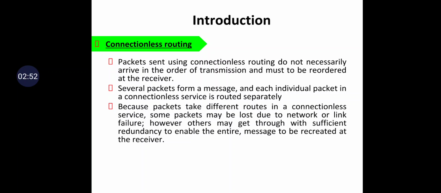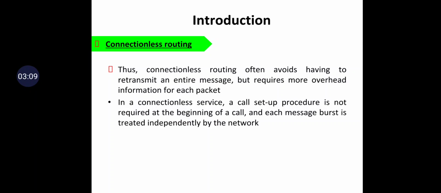Because packets take different routes in the connectionless service, some packets may be lost due to network or link failure. However, others may get through with sufficient redundancy to enable the entire message to be recreated at the receiver. So in the case of connectionless routing, it avoids having to retransmit the entire message but requires more overhead information for each packet. In the connectionless service, a call setup procedure is not required.